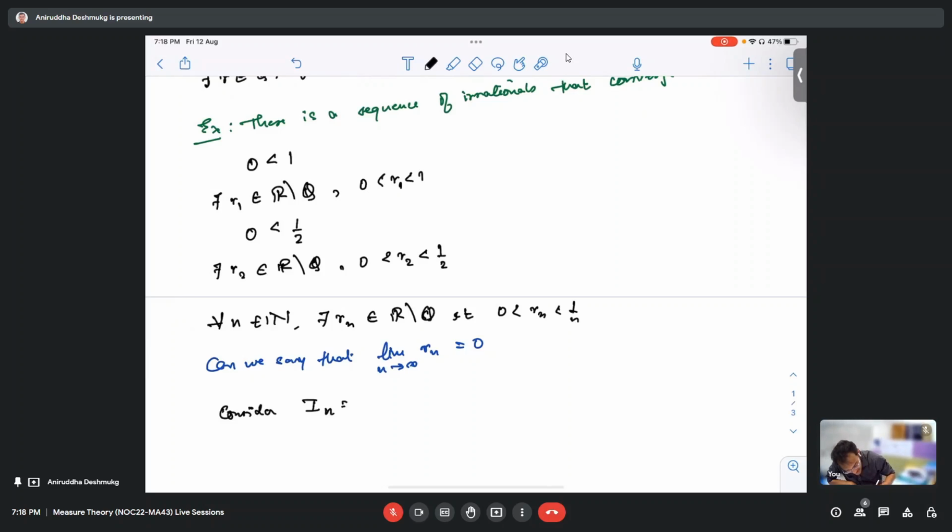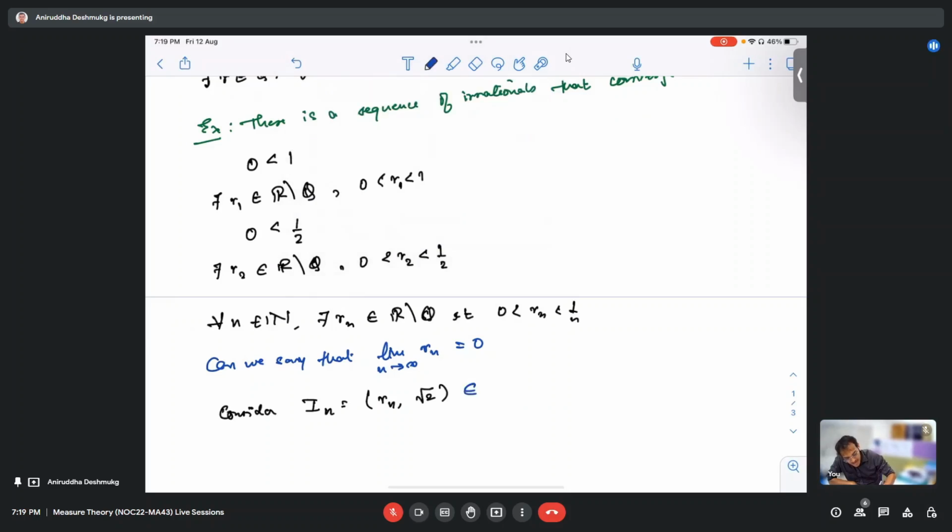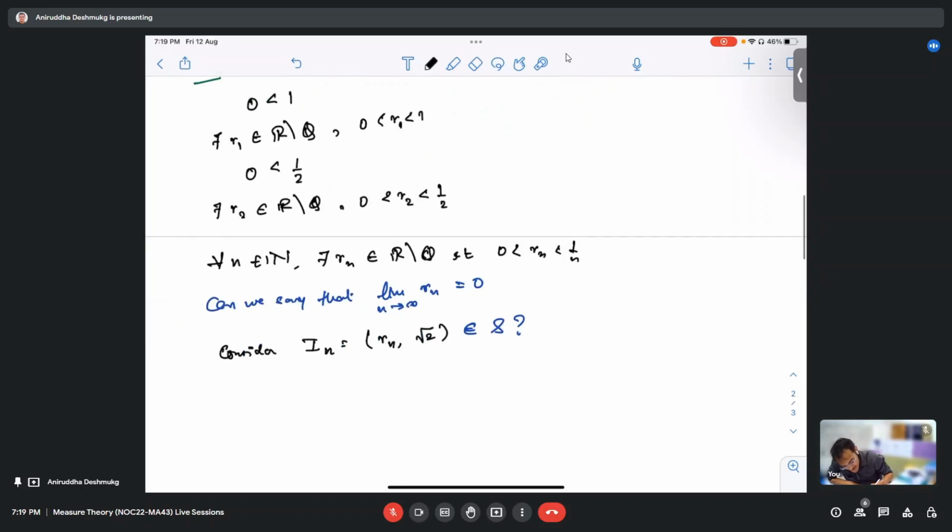Consider In as the interval (Rn, root 2). So is this In inside our S? Can I say this? Yes, because the endpoints are irrational. Now, what about the union of the In's, n from 1 to infinity, of (Rn, root 2)? So what do you think this is going to be equal to?